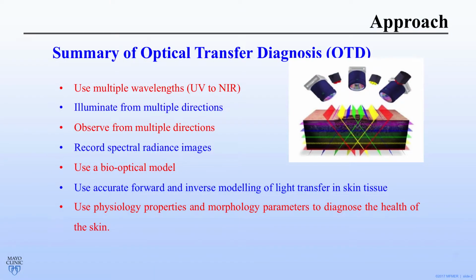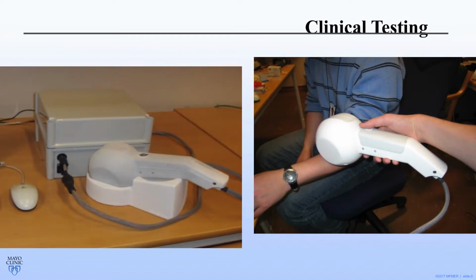OTD uses monochromatic lights targeting specific chromophores in the skin from multiple angles and directions. This allows the creation of a bio-optical representation from which one can derive a number of useful physiologic and morphometric parameters. This is a prototype of the device that was used to scan suspicious lesions on our subjects. It is able to scan one lesion in 3 seconds and upload it to an on-site processor.